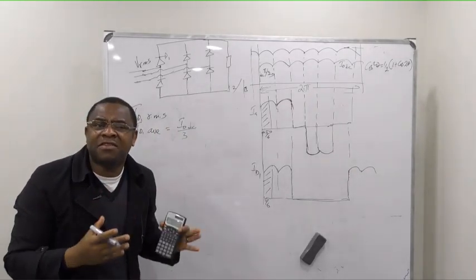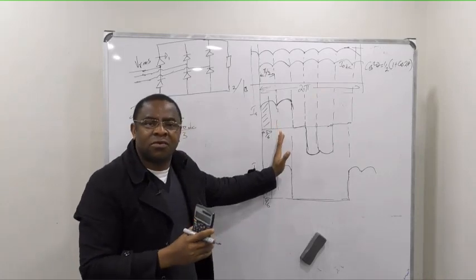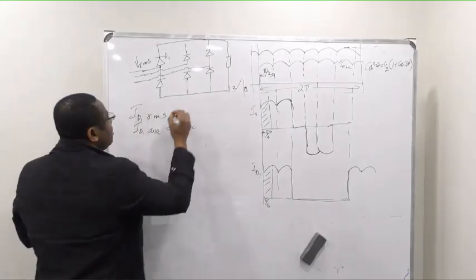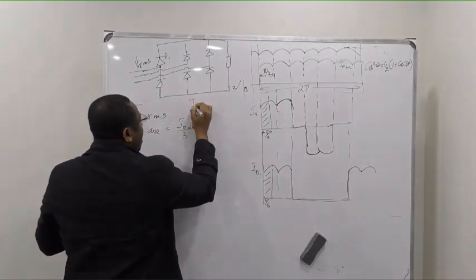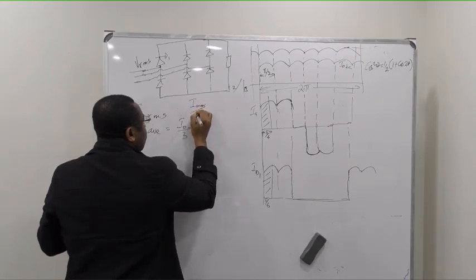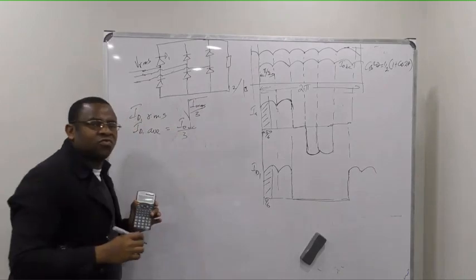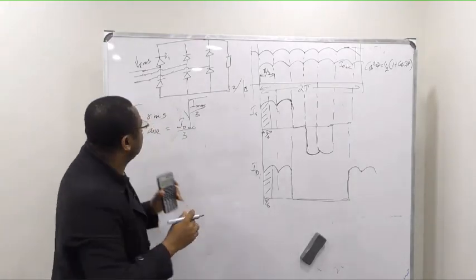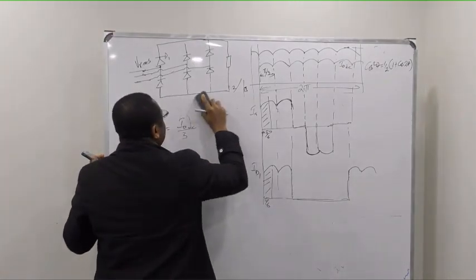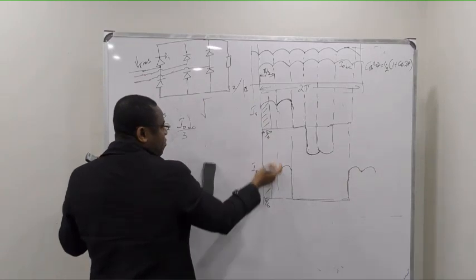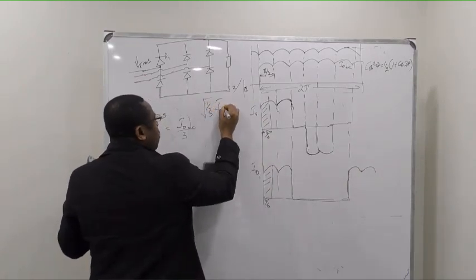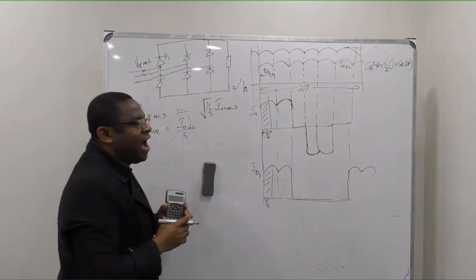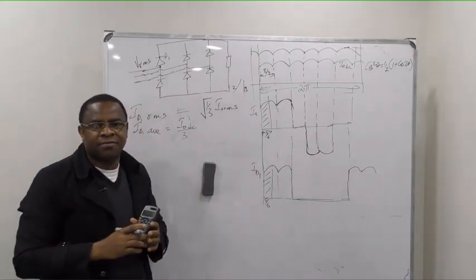If you want to get the RMS value, you follow the same pattern. You must watch the previous video, and then you'll be able to get that the RMS value is the square root of 1 over 3 times IO RMS. If you want to derive it, you can derive it. That gives you the RMS value of the diode current.